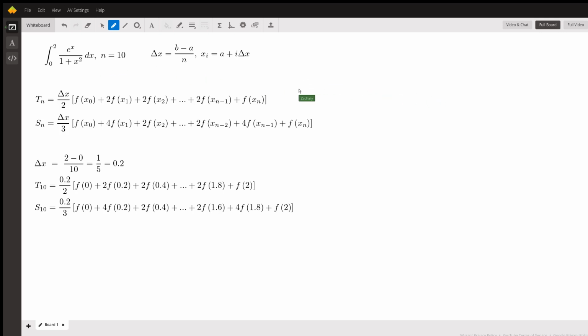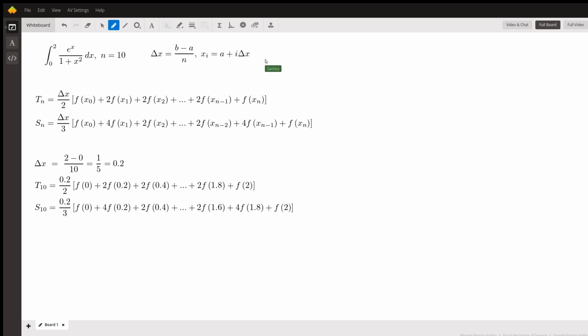So to go back to the definition of the trapezoidal rule and Simpson's rule, the trapezoidal rule is you take your delta x divided by 2, and then you multiply it by this sum. The endpoints, x sub 0 and x sub n, are not going to be doubled. Everything in the middle gets doubled, though. So f of x1 plus f of x2, these are all multiplied by 2.